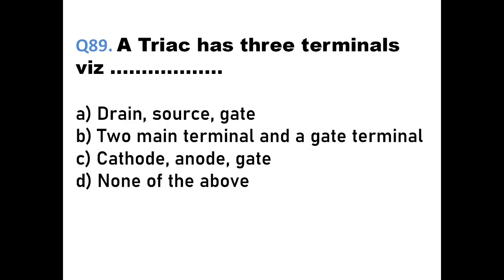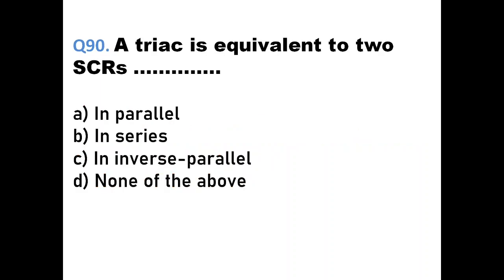Then we'll go to question number 89. A TRIAC has three terminals. Now what are the three terminals of TRIAC? A TRIAC will be like your DIAC only, but it is having one control terminal. So it will have two main terminals called MT1 and MT2, or T1 and T2, and a gate terminal. So here the option should be B. A TRIAC has three terminals. They are two main terminals, that is MT1 and MT2, and a gate terminal. Clear?